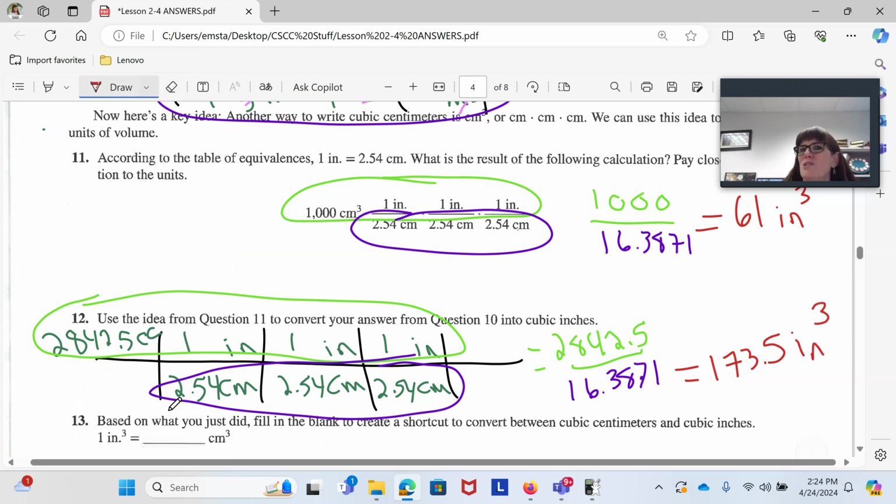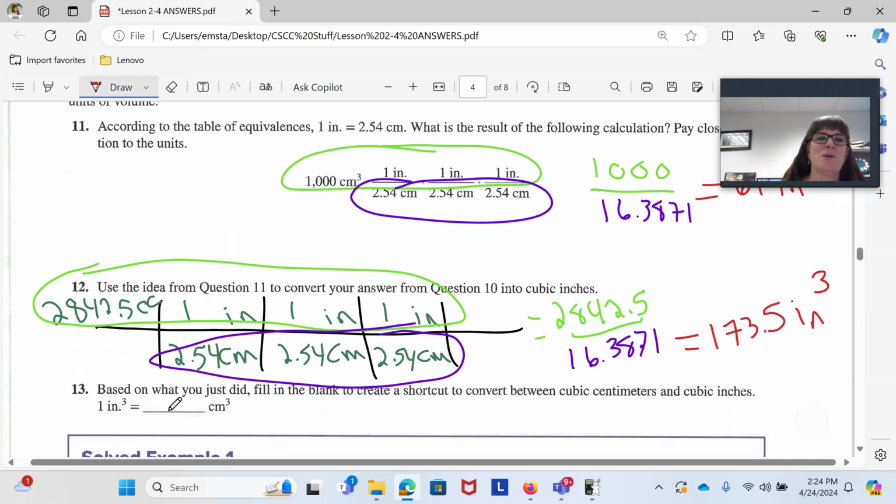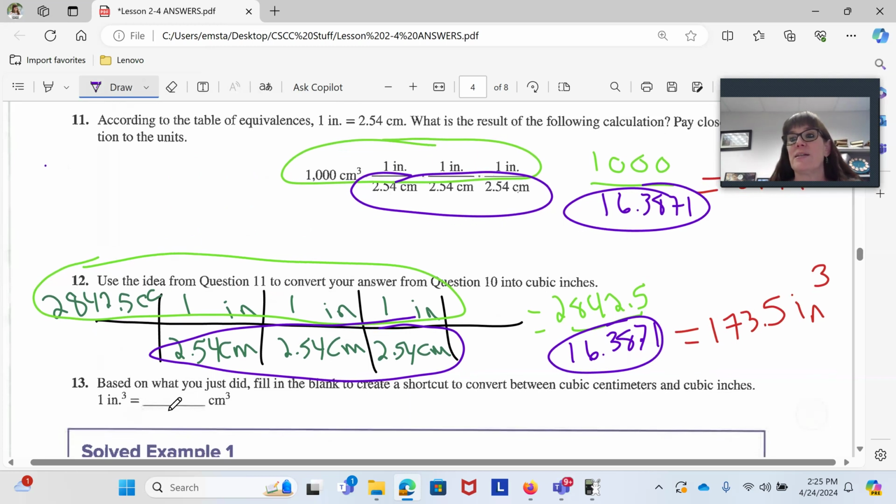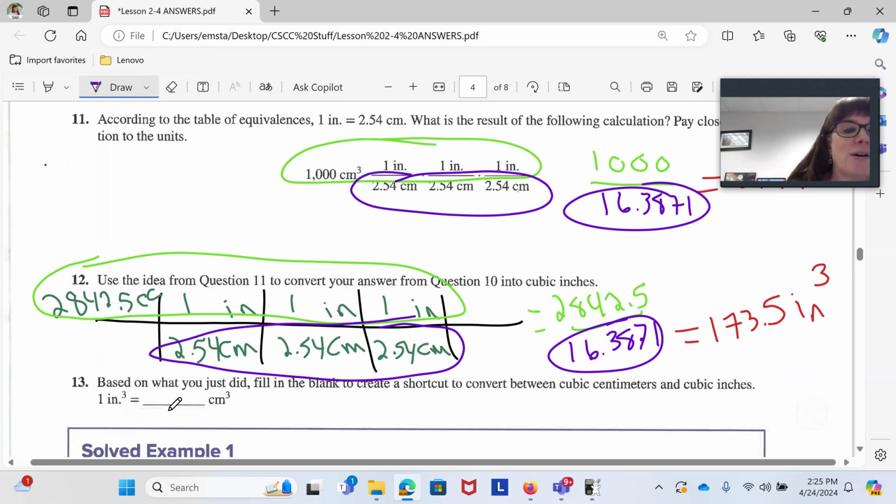Kind of a less practical measurement. cc's are something you actually measure liquids in a little more often. Now, 13 says, hey, look at that shortcut you did. What number do you see written in both 11 and 12 in purple? You see this. So rather than doing 2.54 times 2.54 times 2.54, I could have just divided by 16.3871 or 16.39. They round to 16.39, but that's coming from our number. They just rounded a little closer than we did. Honestly, I don't mind writing it out. It makes more sense to me logically, so I'd probably do that most of the time.